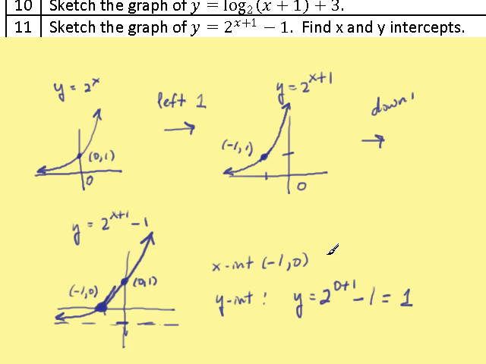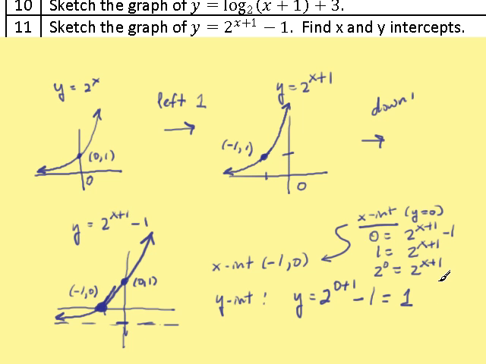Let's find the x-intercept another way also. So to find the x-intercept, we set y equal to 0. So let's do that in the equation. So we have 0 is equal to 2 to the x plus 1, minus 1, or 1 is equal to 2 to the x plus 1. Now, 1 is 2 to the 0, so we have 2 to the 0 is equal to 2 to the x plus 1, and then we would just pick off those exponents and write x plus 1 equals 0, and we get x equals minus 1. So we can get it algebraically as well.